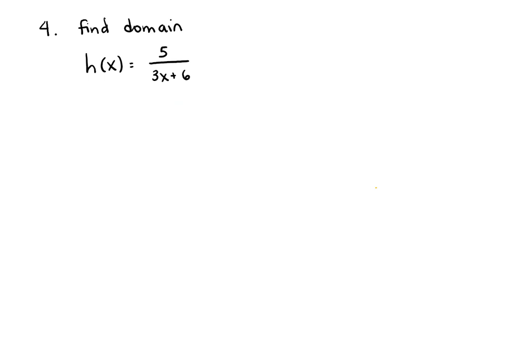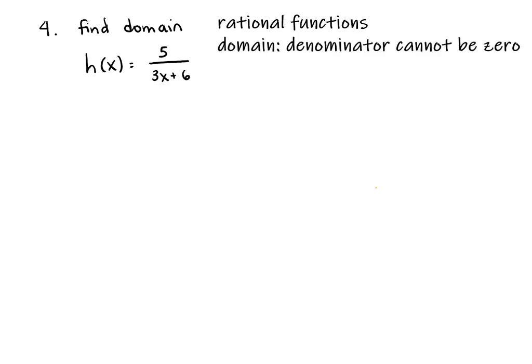For question number 4, we want to identify that this is a rational function because it has a fraction and it has a variable in the denominator of the fraction. So that tells us that this is a rational function. The rule for rational functions is that the denominator cannot be 0. In order to solve for the domain, we want to take that denominator, 3x plus 6, and say that that cannot be equal to 0.